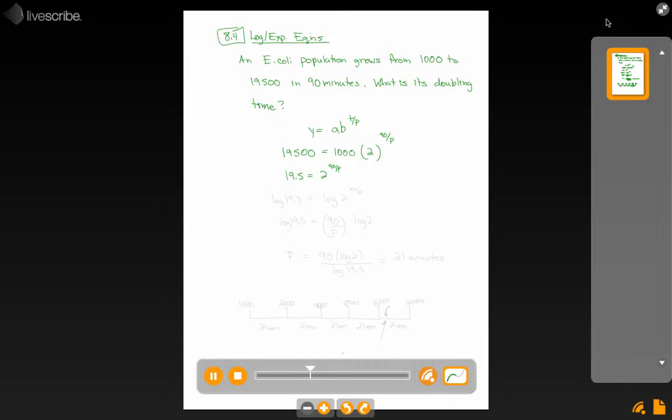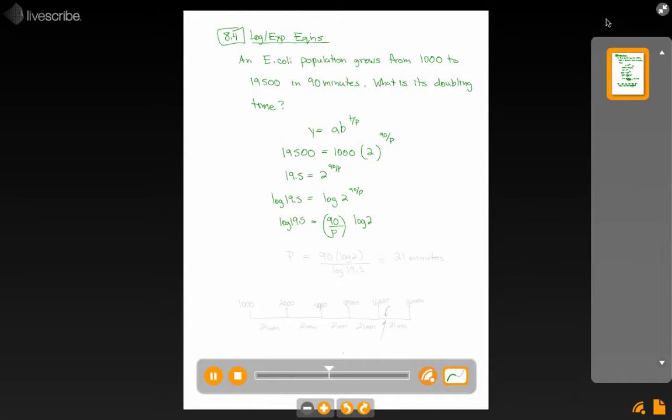Again, you could have done this graphically. A lot of word problems can be solved that way because you're often rounding your answer to the nearest minute or hour or something like that. But here, to do it algebraically, I've got log of 19.5 equals log of 2 to the 90 over p. It allows me to bring the 90 over p in front and have log of 2. I still have log of 19.5.